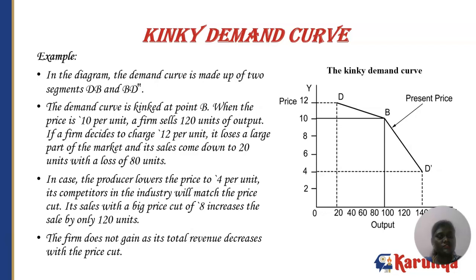If the firm decides to charge 12 rupees per unit, it loses the larger part of the market, and output comes down to 20 units, with a loss of 80. So from 20 to 100, you can see 80 units is the difference.